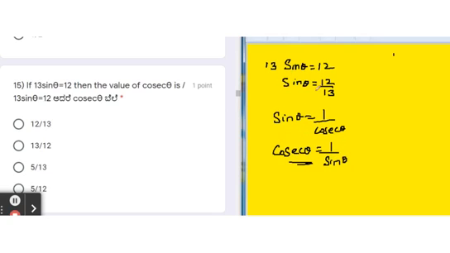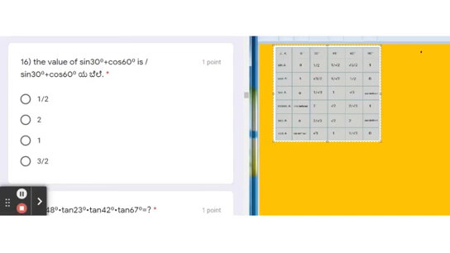Cosecant theta is 1 by sin theta. If sin is 12 by 13, so cosecant will become 13 by 12. So sin and cosecant are reciprocal to each other. If sin theta is 12 by 13, obviously cosecant theta will become 13 by 12. So correct option for this question is 13 by 12.